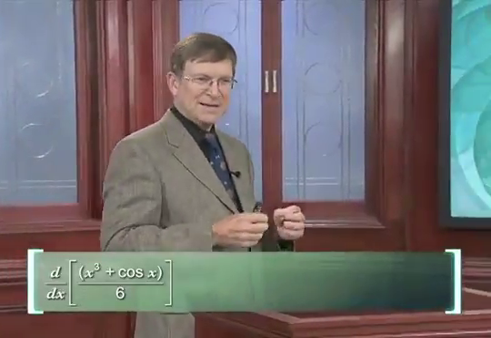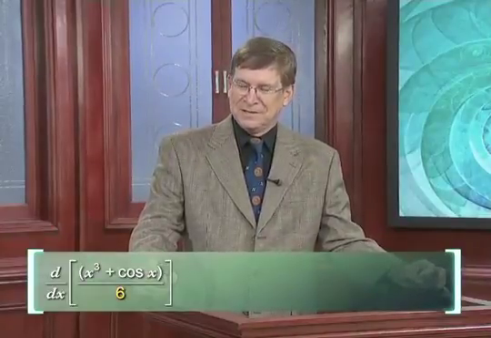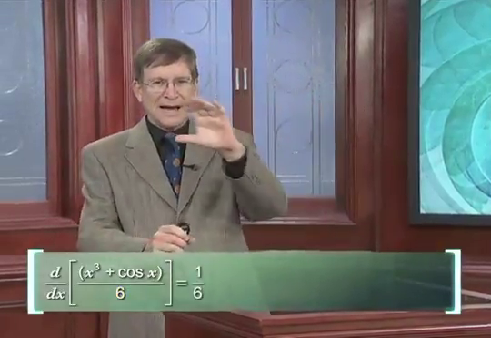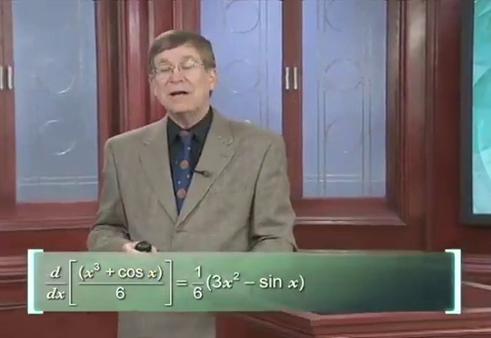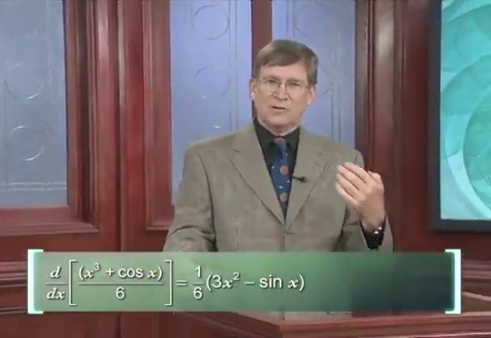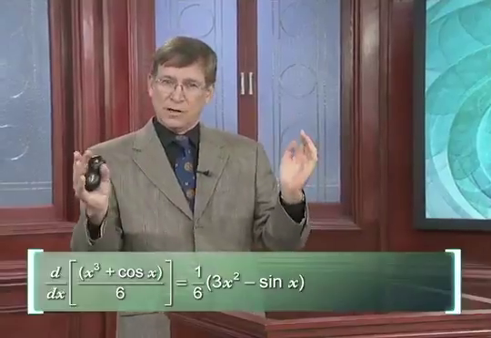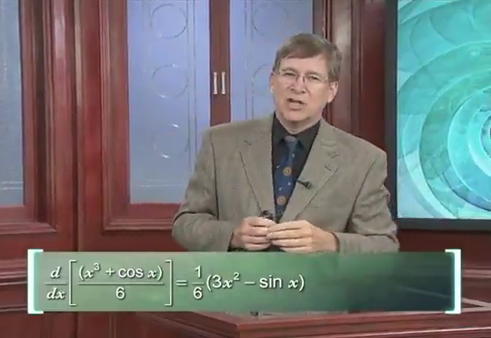Let's find the derivative of the following quotient, x cubed plus cosine x, all divided by 6. Well, you could use the quotient rule here, couldn't you? It's the quotient of two functions. But that bottom function's a constant. So I could actually use the constant multiple rule and move the 6 out to become the fraction 1/6, and then just take the derivative of the numerator, which is, of course, 3x squared minus sine x. So the final answer is 1/6 times the quantity 3x squared minus sine x.